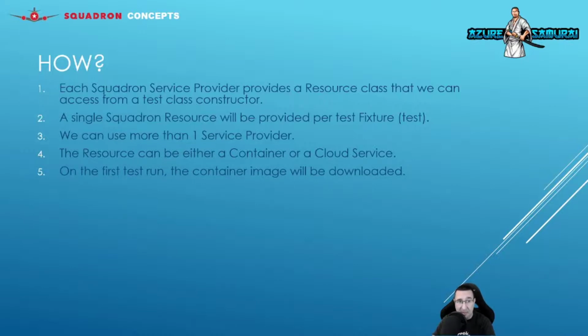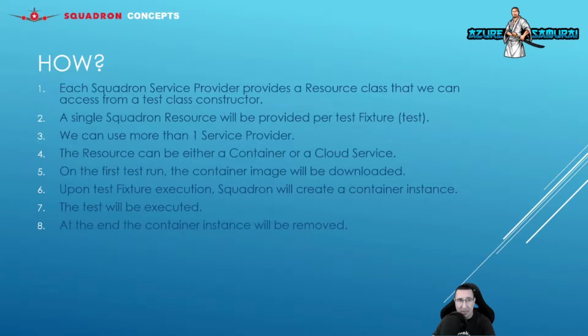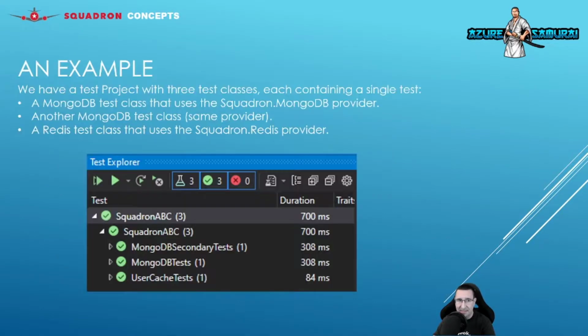On the first test run, the container image will be downloaded if you don't have it already. When we execute a test, Squadron will create a container instance for that test only. The test will be executed, and then at the end, the container instance will be removed. A liveness probe will be implemented transparently by Squadron to ensure that everything works properly. And finally, everything will happen quite fast.